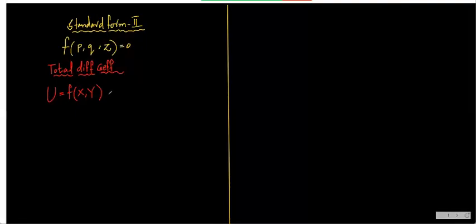And this x is depending upon another variable, that is t. And y is also depending upon another variable t. So what I want to say, x is a function of two variables, and those two functions are again a function of two more variables. u is depending upon x and y, and this x is dependent upon t, and y is also dependent upon t.